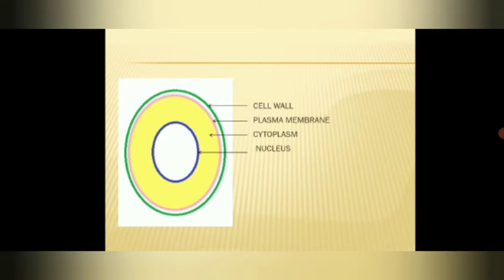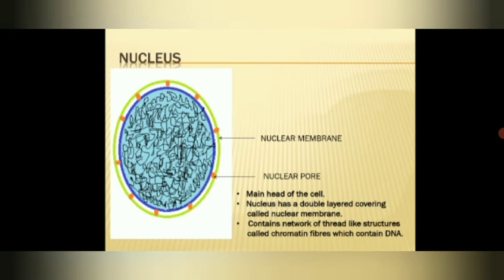Here you can see nucleus. Okay, so nucleus is very important for the functioning of the cell, because this is the one who is going to control the various activities going on inside the cell. We can call it the main head of the cell. So let us zoom in on this nucleus and see what is inside it.